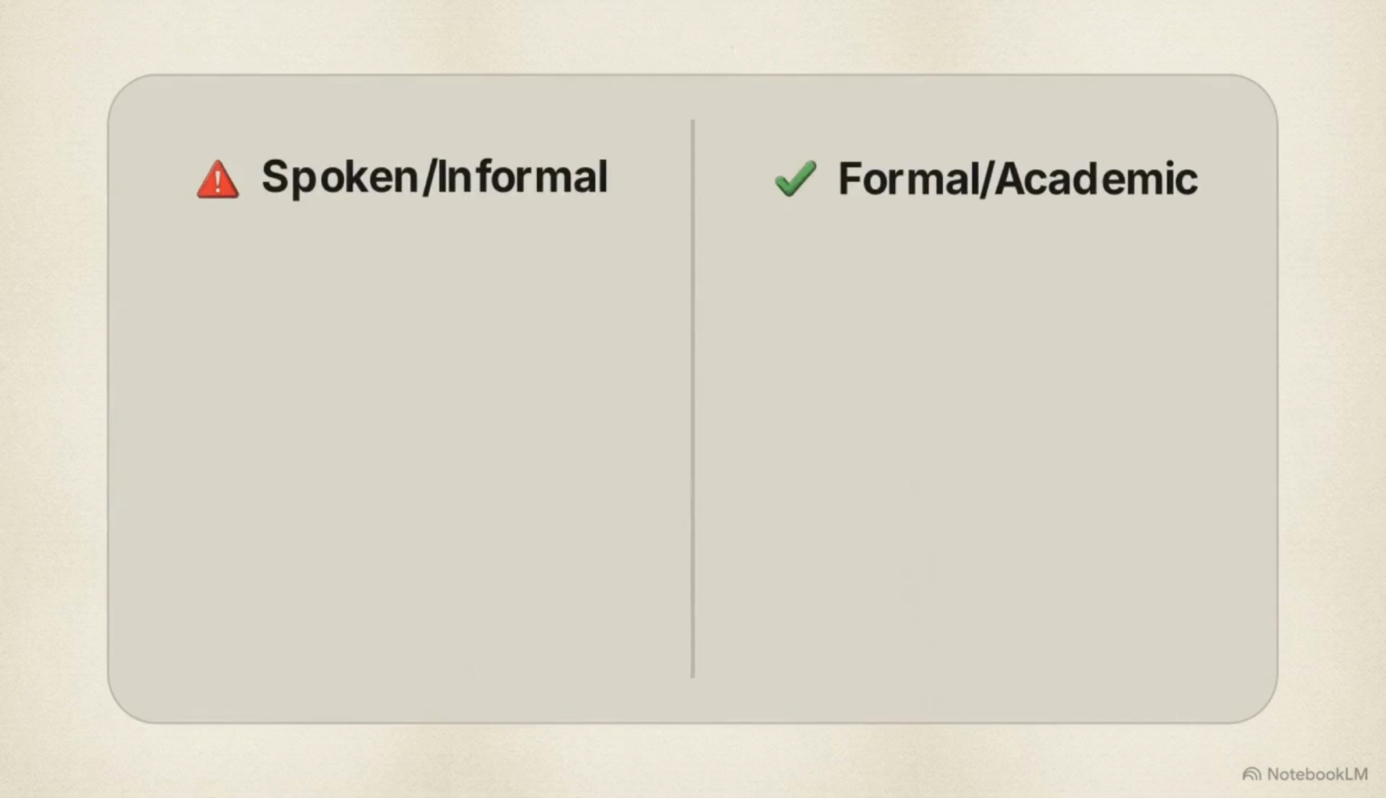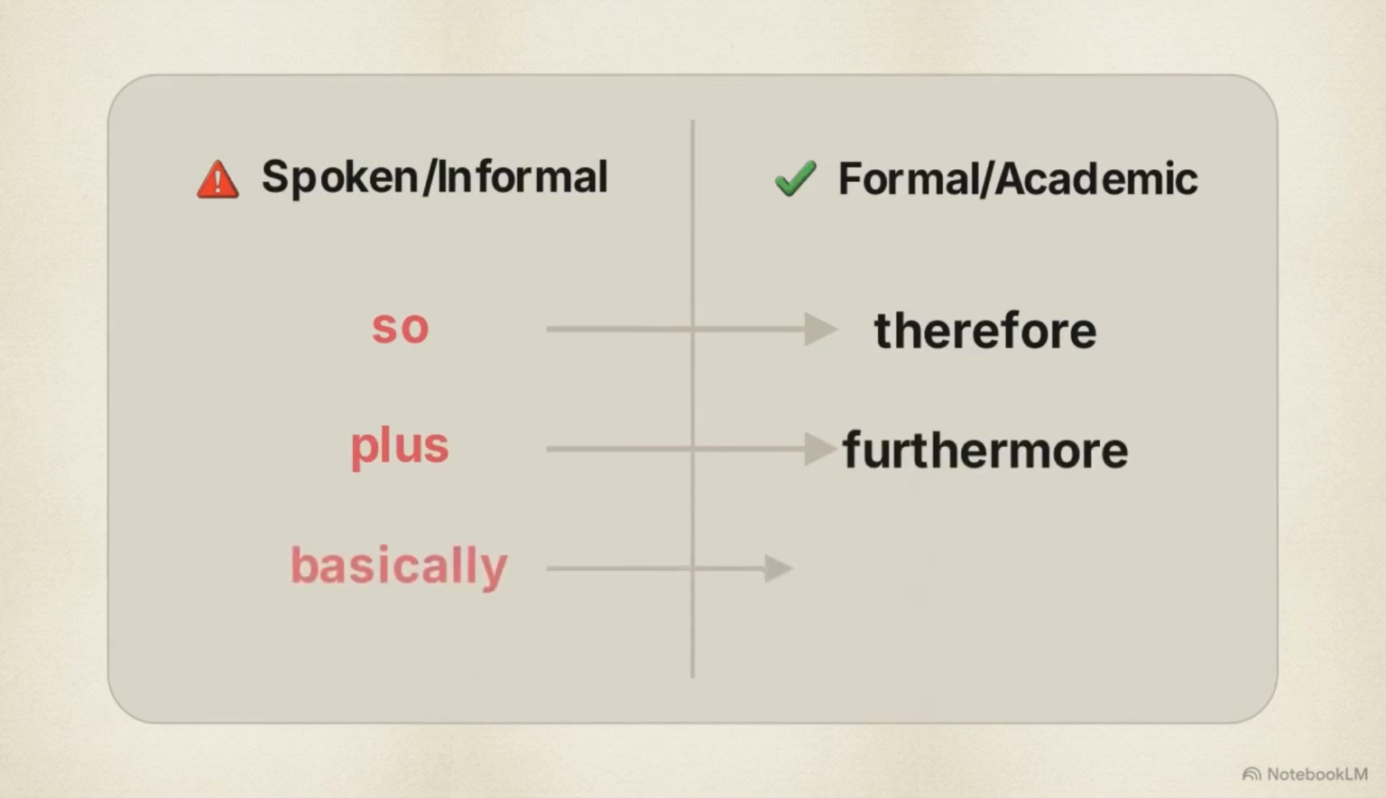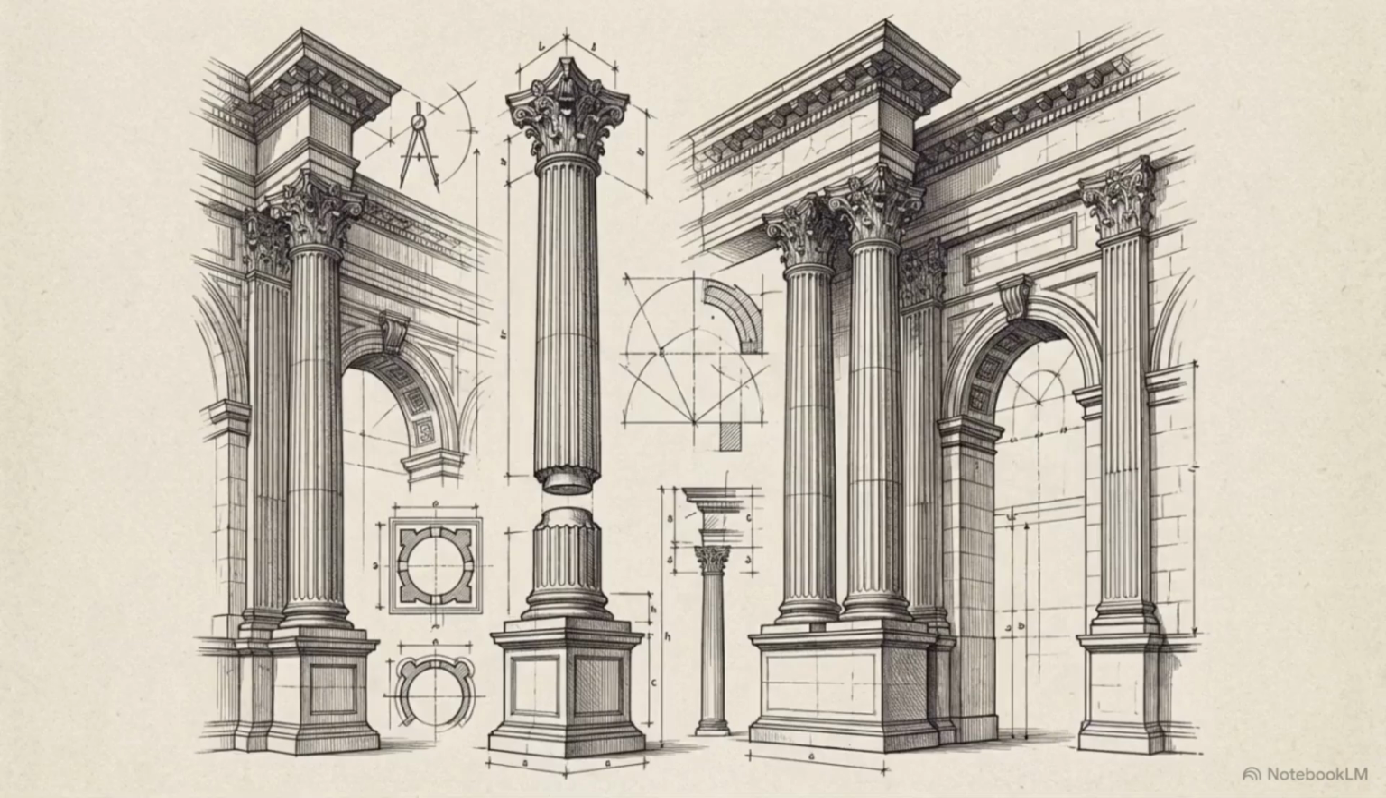This table provides your first set of upgrades. So becomes therefore, plus becomes furthermore, and basically upgrades to in summary. Swapping so for therefore instantly changes how a sentence is perceived, moving the text from conversational to professional. These formal adverbs signal that you understand the specific expectations of academic engagement.